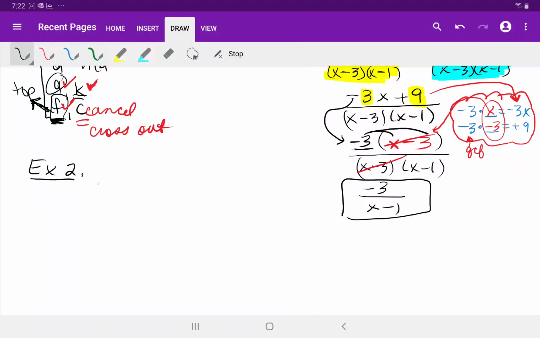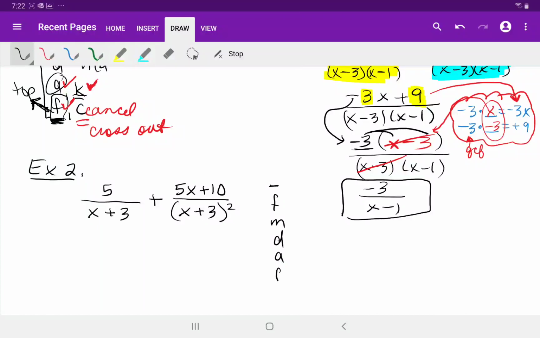Example 2. Okay, so let's say we have 5 over x plus 3, and this time it's a plus. And then on this side I have, let's say 5x plus 10, and I have x plus 3 squared. So what do I do if I have x plus 3 squared? Okay, so remember your steps. Okay, so you definitely want to write out your steps each time.